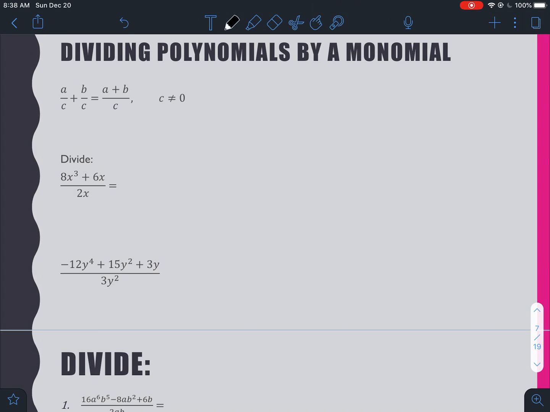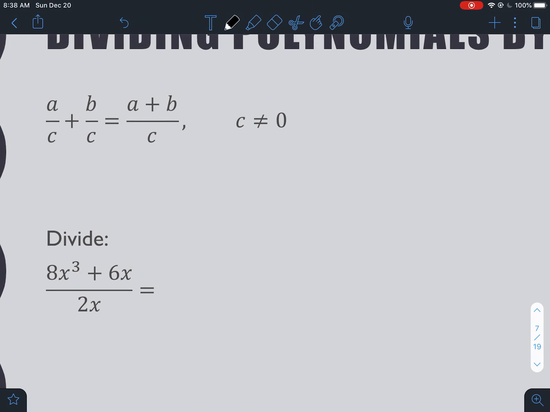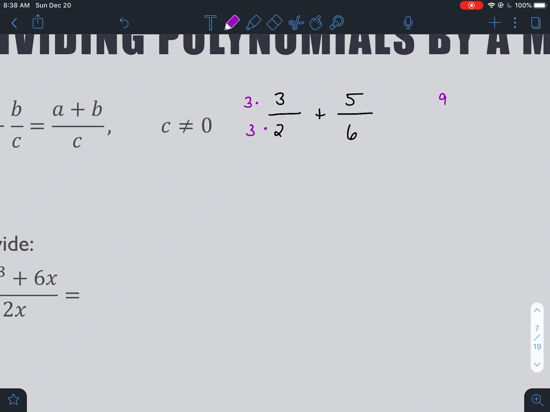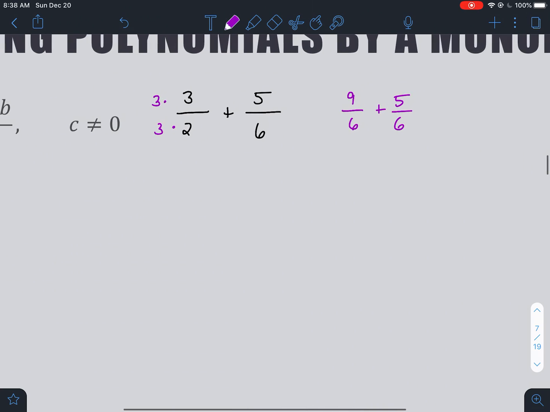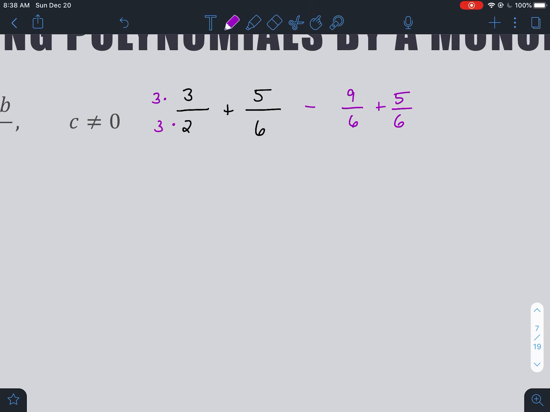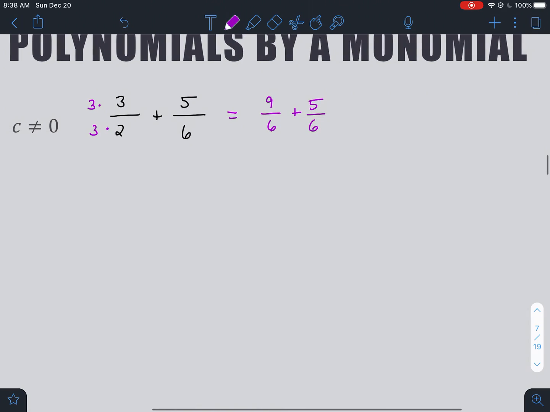So, dividing a polynomial by a monomial. Remember the concept that if we wanted to add two fractions together, we would need a common denominator. For instance, if we had 3 over 2 plus 5 over 6, the first thing we would need to do is get a common denominator. So we'll multiply this one by 3, that one by 3, and we get 9 over 6 plus 5 over 6. Now notice right now there are two separate fractions.